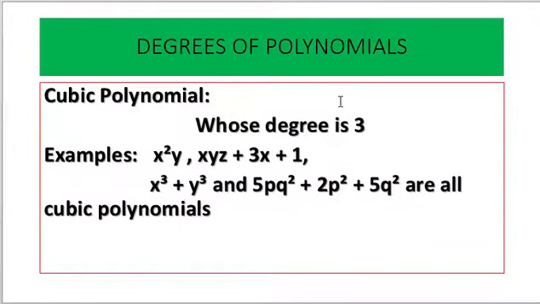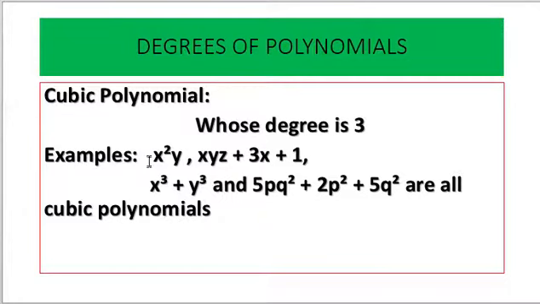In degrees of polynomials, students, the third is cubic polynomials. So cubic polynomials whose degree is 3. 3 means the power of the variable should be 3. So in examples, x square y, xyz, 3x plus 1, x cube, y cube, and 5pq square plus 2p square plus 5q square are all cubic polynomials.